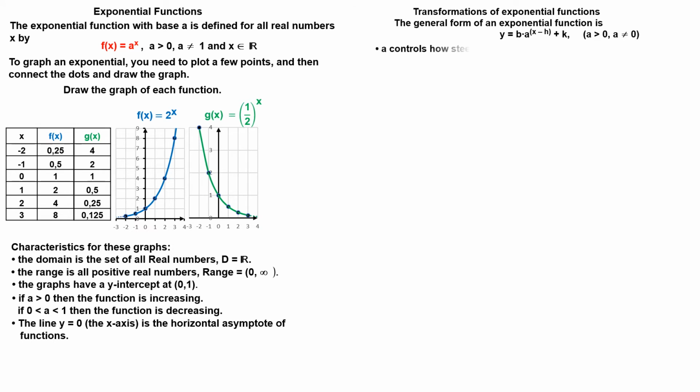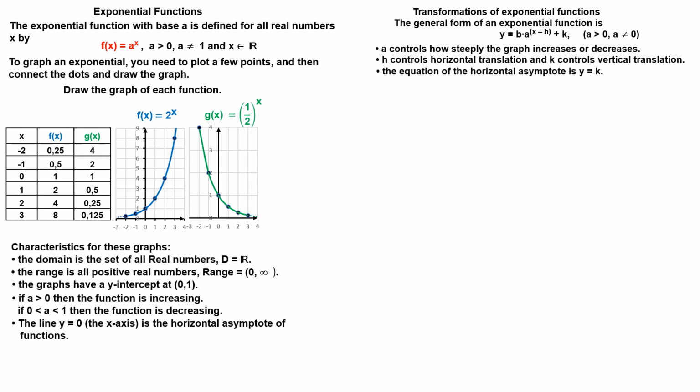A controls how steeply the graph increases or decreases. H controls horizontal translation and K controls vertical translation. The equation of the horizontal asymptote is y equals k. Let's see how these transformations will affect the exponential functions. Draw the graph of each function.